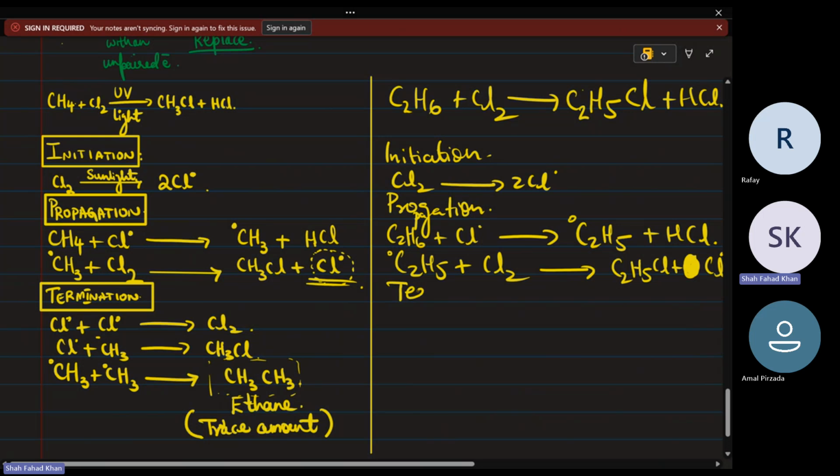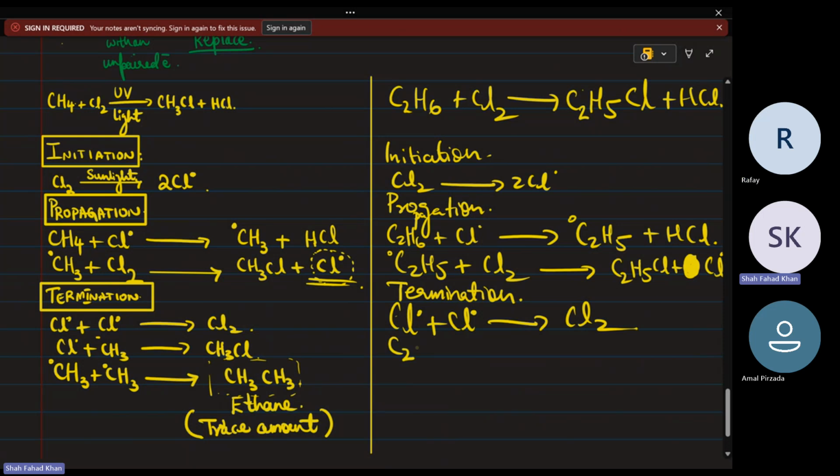And then the termination step. I'm just copying whatever I wrote on the left-hand side onto the right side. So we have a chlorine radical combining with a chlorine radical to form a chlorine molecule again. We have a C2H5 radical combining with a chlorine radical to form the major product C2H5Cl. And then we have the trace amount compound, a C2H5 radical combining with a C2H5 radical again.